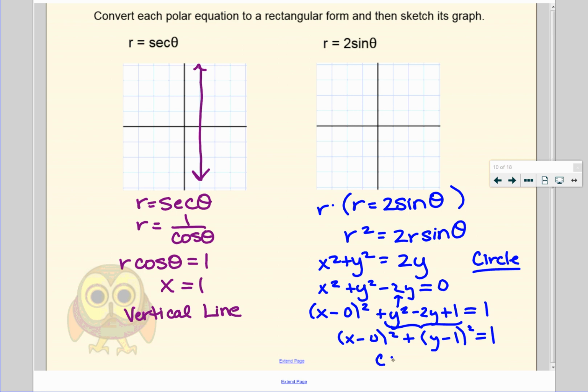What's the center of the circle? 0, 1. Just the opposite of the numbers that you see with the x and the y there. The radius is the square root of whatever's on the right side, which is just 1. So we have a circle centered at 0, 1, so on the y-axis, and then radius 1. So just go 1 unit in every direction to get that picture.